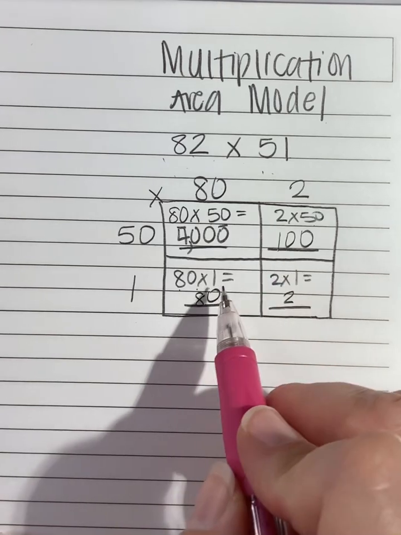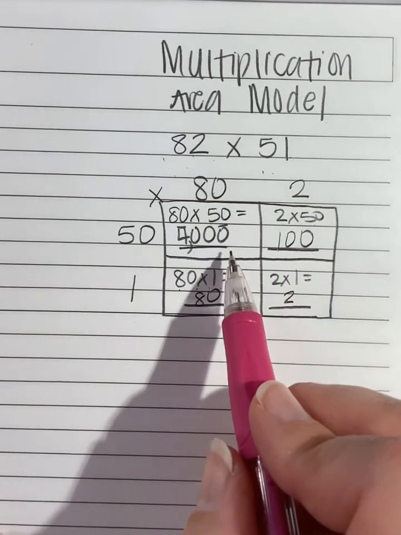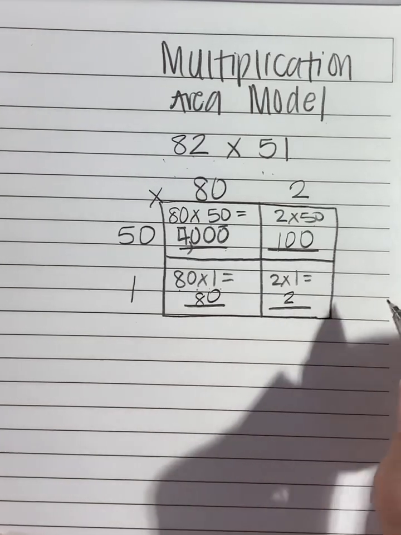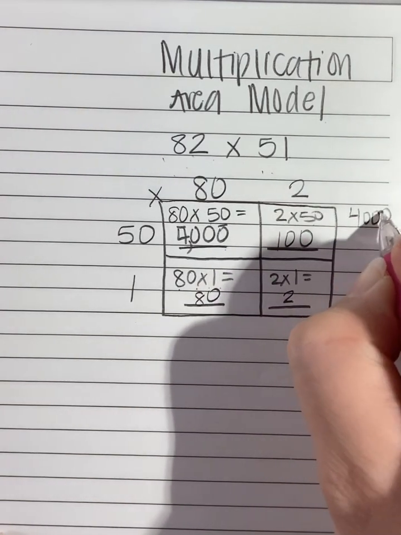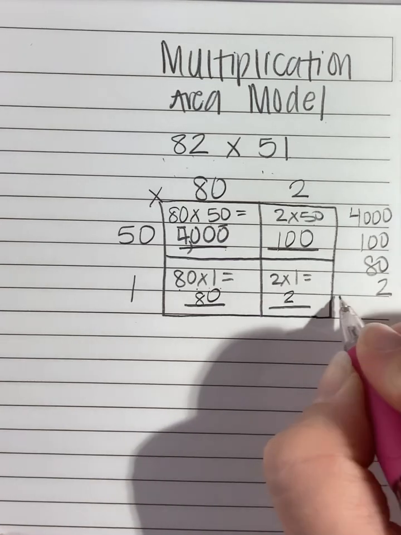These are all of my partial products for this problem. In order to find the full product, I simply just add up all of my partial products. So I have 4,000, I have 100, I have 80, and I have 2.